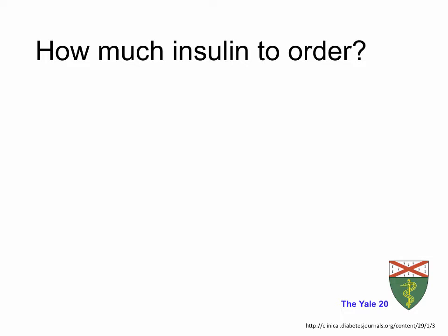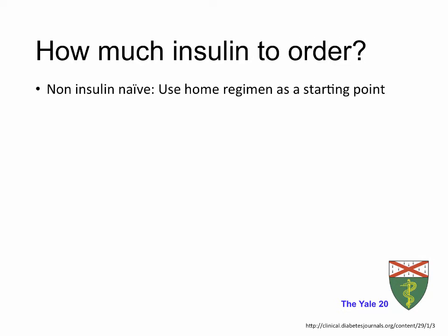All right, so how much insulin do I actually order for my patient? If they're not insulin naive and they're already coming to you on an insulin regimen, it's a good starting point. Now, it's important to keep in mind what their blood sugar control is before the hospital. So if they're on insulin when they come to you, but their A1C is still very high, you might need to increase the amount of insulin you give them to maintain their blood sugar within the 140 to 180 range that we talked about earlier. But regardless, it's a good starting point.